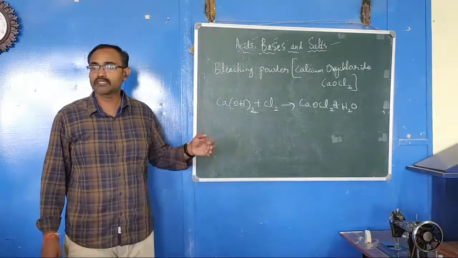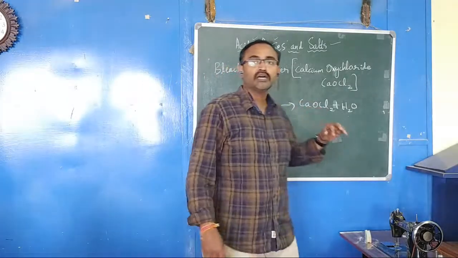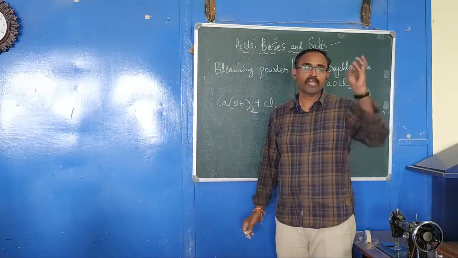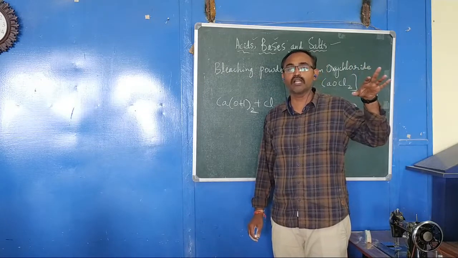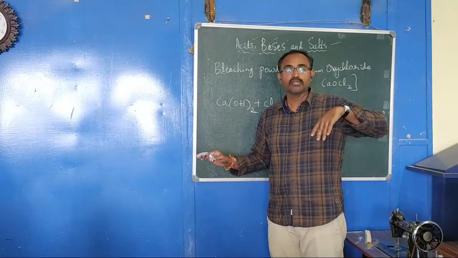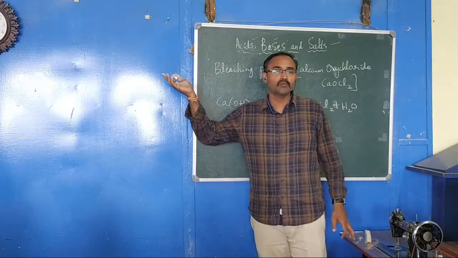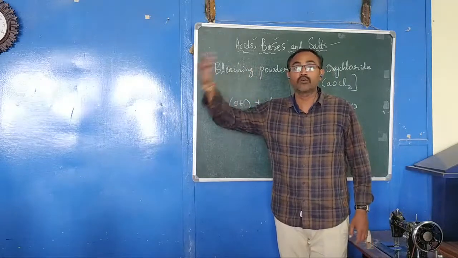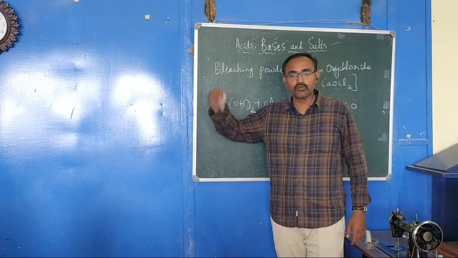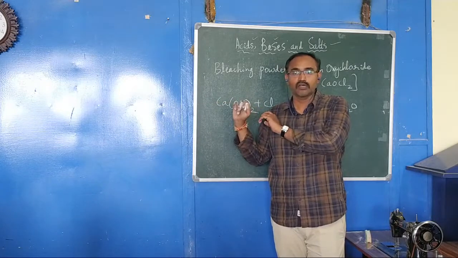Today we are studying the chemicals that are prepared out of sodium chloride. Sodium hydroxide, we learned, is one of them, and bleaching powder is also prepared from sodium chloride. During the preparation of sodium hydroxide, we get chlorine as one of the byproducts. From that chlorine, we can prepare the bleaching powder.